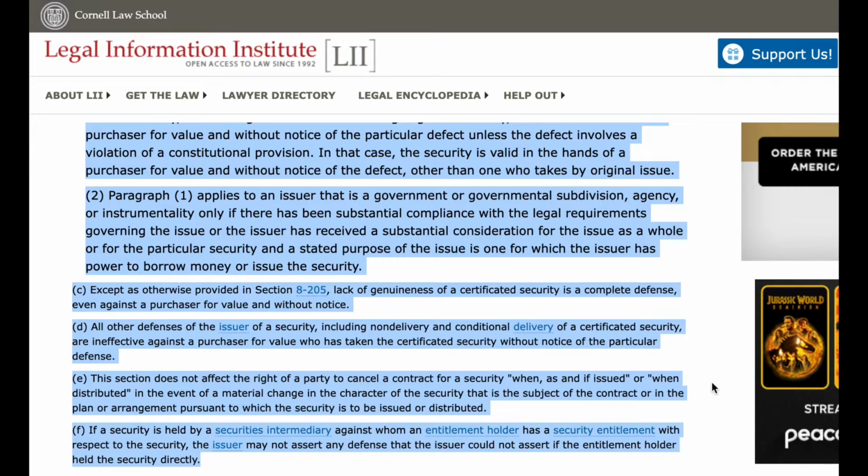E. This section does not affect the right of a party to cancel a contract for a security when, as and if issued, or when distributed in the event of a material change in the character of the security that is the subject of the contract, or in the plan or arrangement pursuant to which the security is to be issued or distributed. F. If a security is held by a securities intermediary against whom an entitlement holder has a security entitlement with respect to the security, the issuer may not assert any defense that the issuer could not assert if the entitlement holder held the security directly.